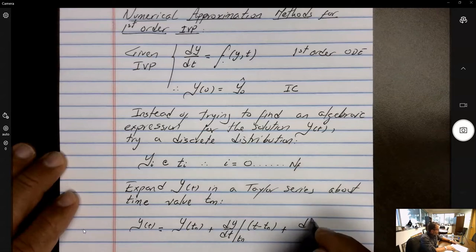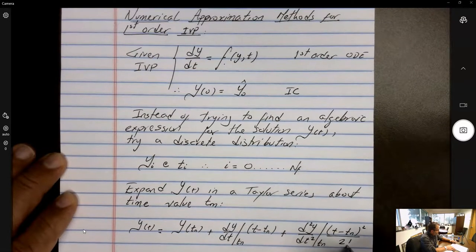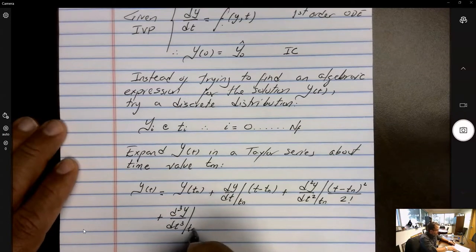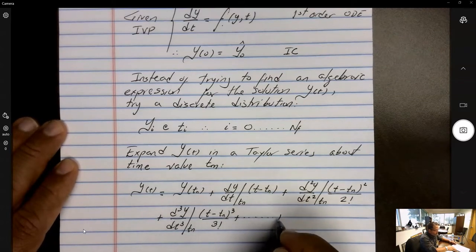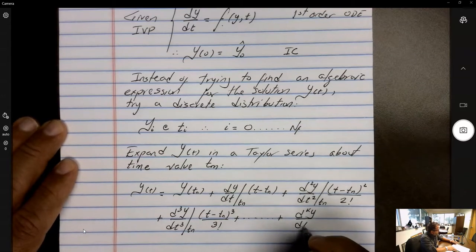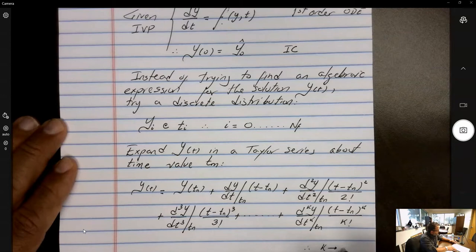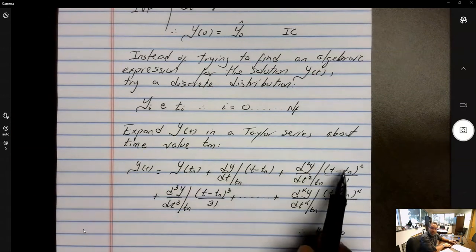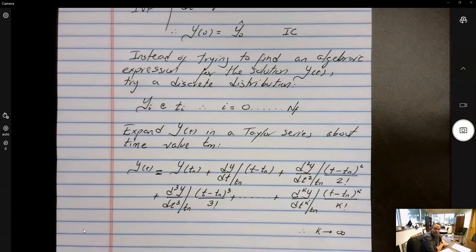plus the second derivative of y with respect to t squared evaluated at Tn times t minus Tn squared divided by 2 factorial, plus the third derivative of y with respect to t cubed evaluated at Tn times t minus Tn to the power of 3 divided by 3 factorial, all the way to the kth derivative of y with respect to t to the k evaluated at the expansion point Tn, t minus Tn to the power of k divided by k factorial, all the way to k going to infinity. That's what Taylor says. So basically the series will emulate the function y of t as a polynomial with infinite terms, an infinite order polynomial, and then this is an exact representation of the function y of t, which again, by the way, we don't have.